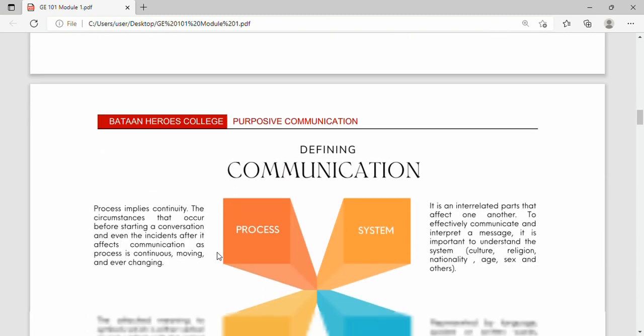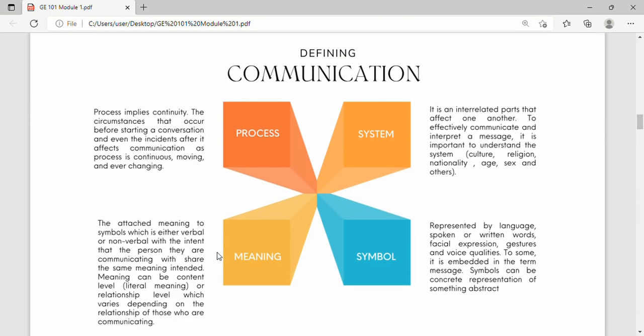Now, moving on, let's look at this figure. All right, so defining communication. We have here 4 components: process, system, meaning, and symbol. So let's read the process. Process implies continuity, the circumstances that occur before starting a conversation and even the incidents after it affects communication, as process is continuous, moving, and ever-changing.